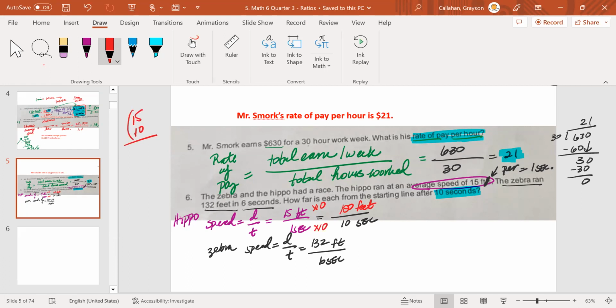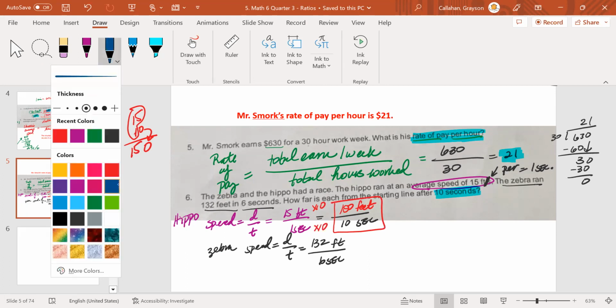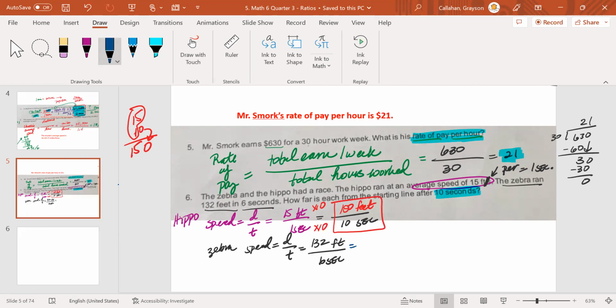1 times 15 is 15. The 0 just brings it down. 150 feet in 10 seconds. So this is the rate of the hippo. The zebra is 132 feet for every 6 seconds.